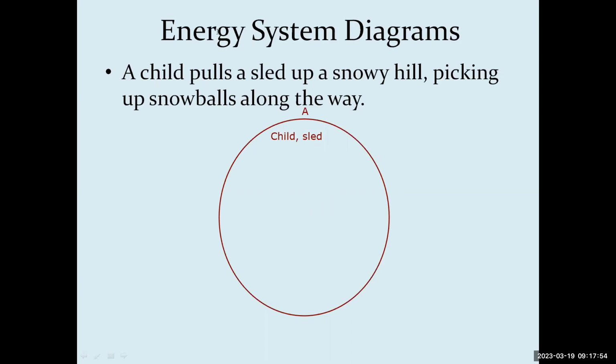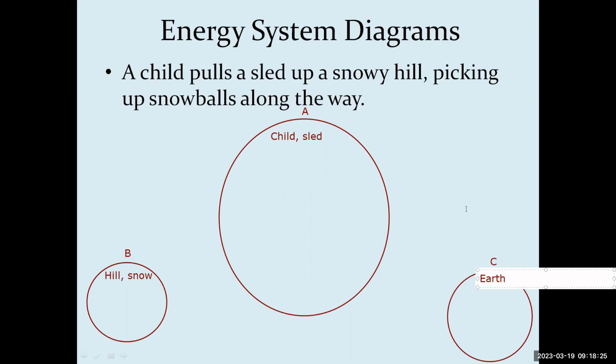So the child and the sled, and everything in the sled seems to be what I might want to have in that system. Since the child is picking up snowballs along the way, I think it makes sense to have a system B. Maybe I'll draw that over here, which has like the hill and the snow. So those are the things that might be in system B here. And then I think I might be interested in thinking about how the earth interacts with these things. So I'll put the sort of rest of the earth in system C over here. And now I have a few systems of interest that I've kept track of.